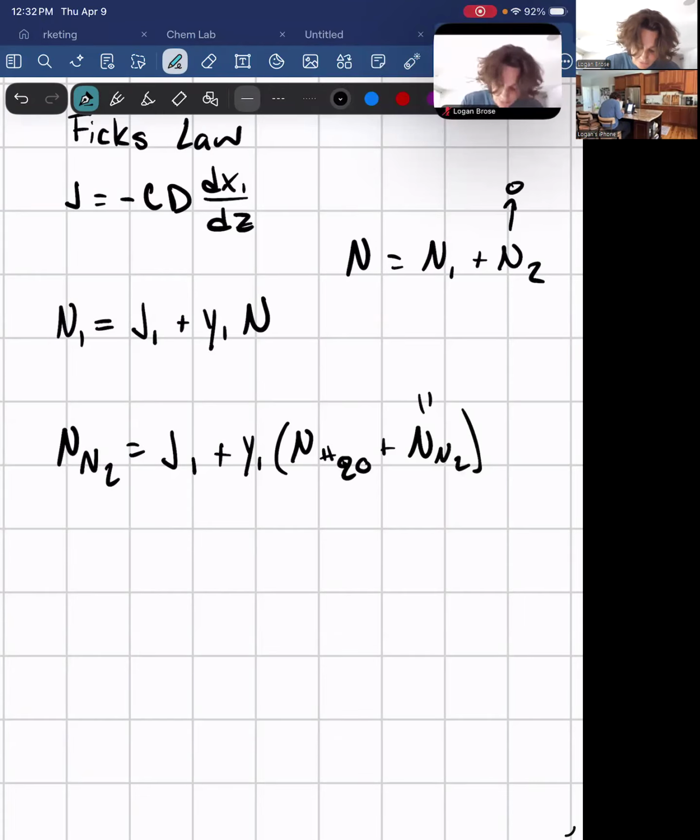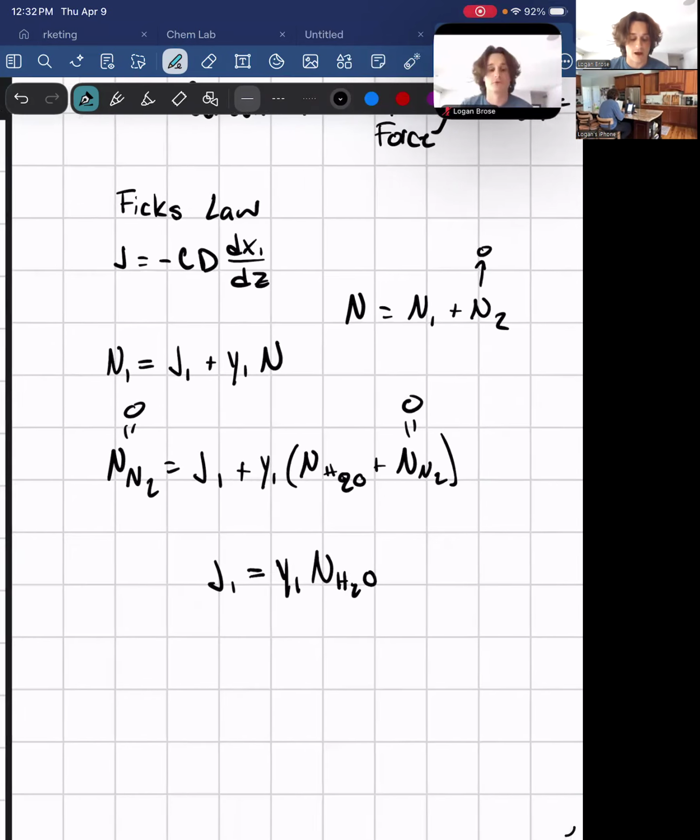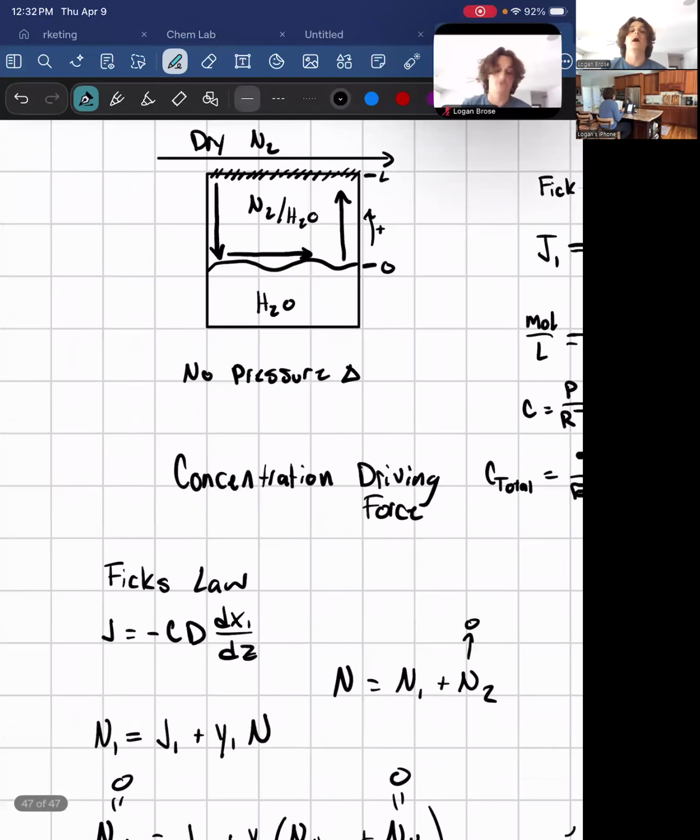Well, this equals 0. This equals 0. So that allows us to write the equation J1 equals Y1 times NH2O, right? And this is a very powerful equation because we can then use it with Fick's law, or we can use Fick's law with it to then further solve problems where our gas is not diffusing into our liquid, right?